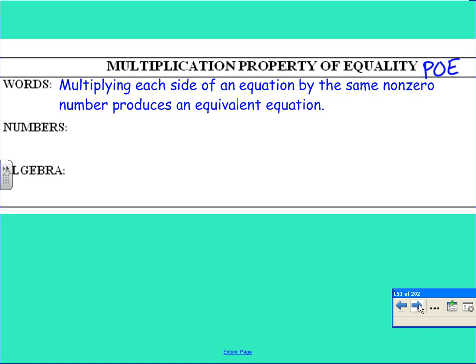Okay, here's what I want to spend the rest of class on. This definitely you'll see on your homework. So the multiplication property of equality: multiplying each side of an equation by the same non-zero number produces an equivalent equation. To undo division, you need to multiply. Here's where fractions come into play, so I'm glad Charles brought up the fraction problem, because to get rid of fractions, which is division, you need to multiply.